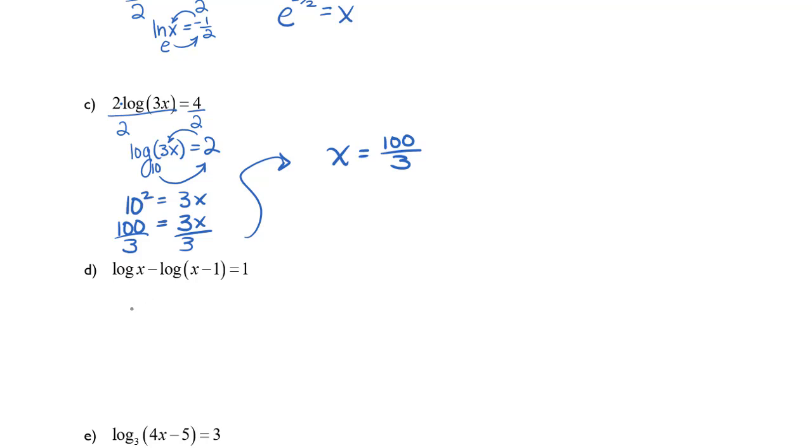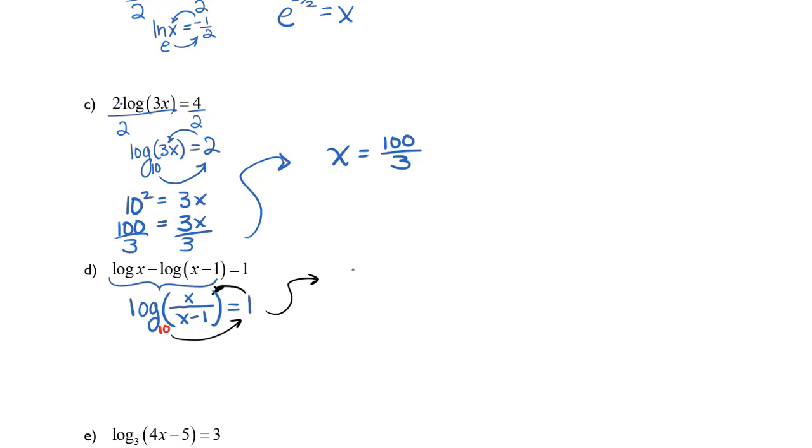Let's look at the next example. We have log base 10 of x minus log base 10 of x minus 1 equals 1. Remember, when you have two logarithms and their bases match, you can rewrite this as a fraction with one logarithm. X is in the numerator since it's the positive term, and x minus 1 is in the denominator because it is the negative term. We know that equals 1. Therefore, we can take the base, which we know is 10 because it's not written there. 10 to the 1 equals the fraction, x over x minus 1.